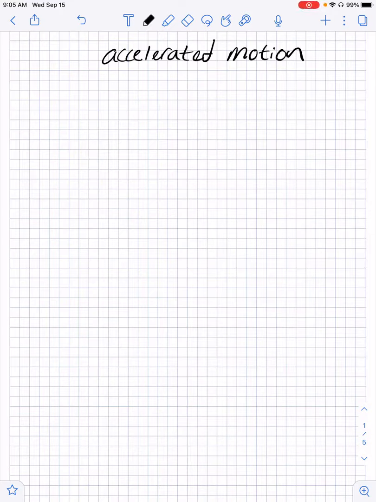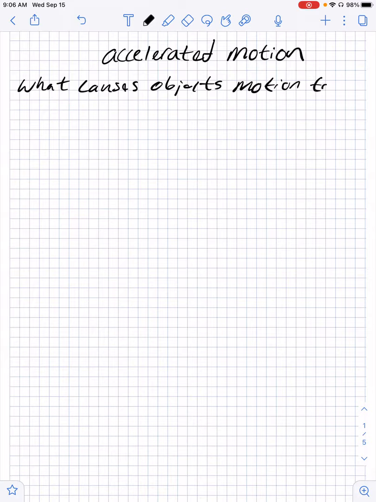Hey there, we're going to go over some notes for accelerated motion. Before we jump into it, let's talk about what causes an object's motion to change. And the answer is when we have unbalanced forces.